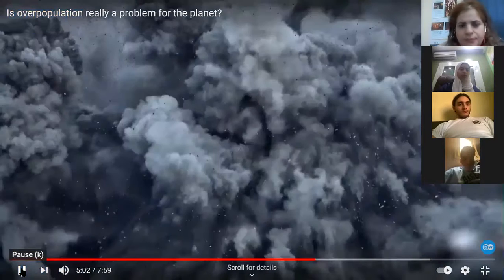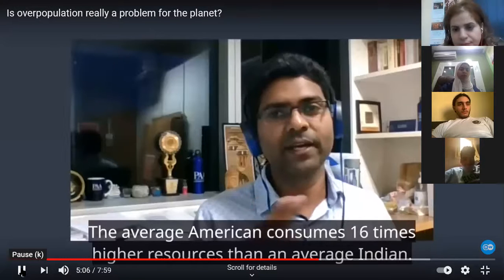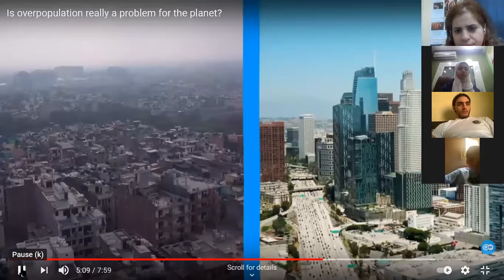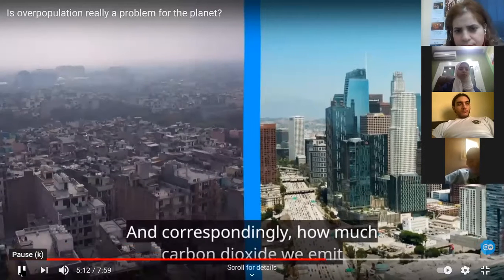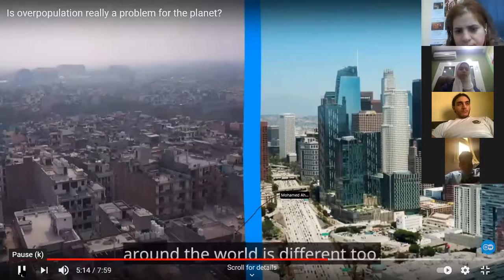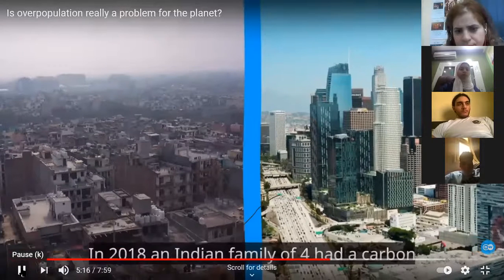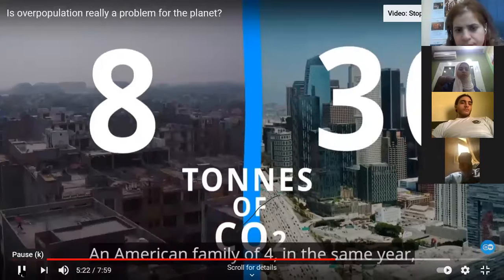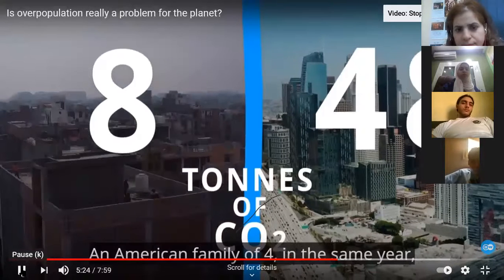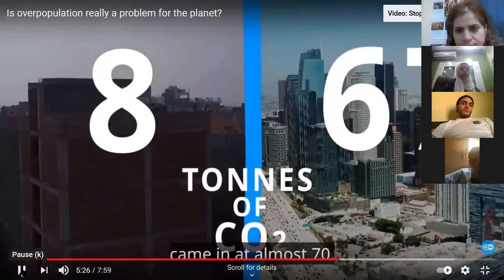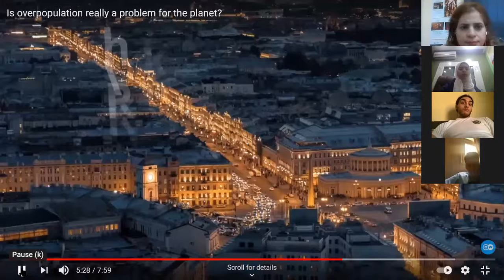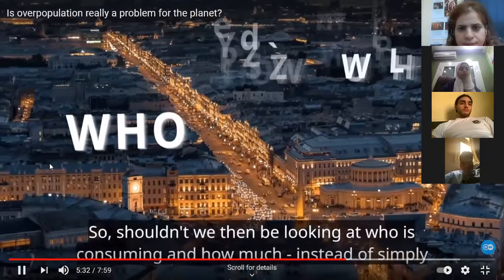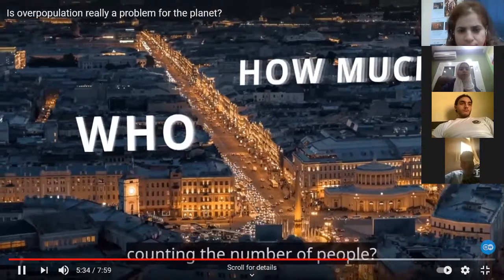The average American consumes 16 times higher resources than an average Indian. And correspondingly, how much carbon dioxide we emit around the world is different too. In 2018, an Indian family of 4 had a carbon footprint of less than 8 tons. An American family of 4 in the same year came in at almost 70. So shouldn't we then be looking at who is consuming and how much, instead of simply counting the number of people?